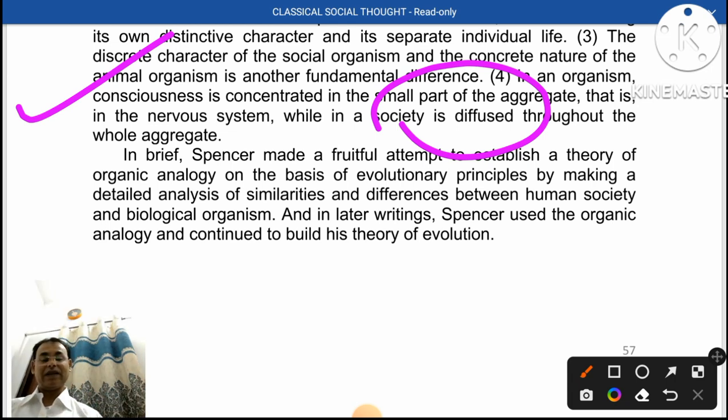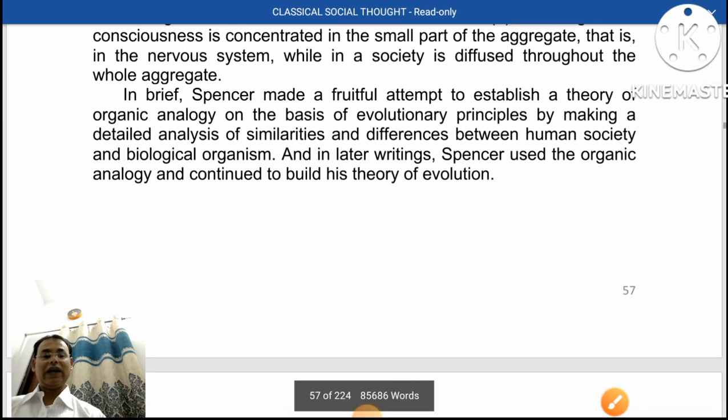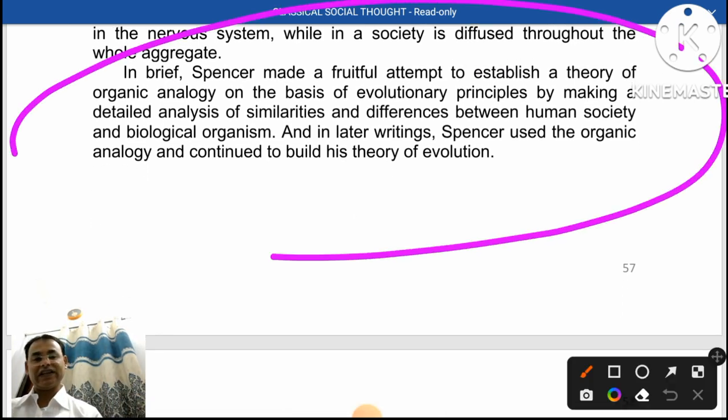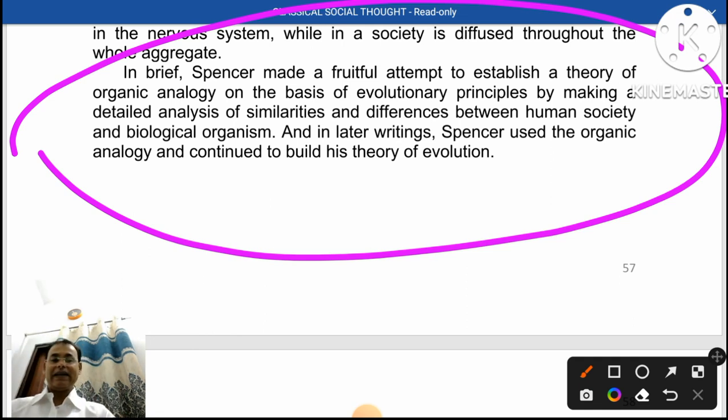In brief, Spencer made a fruitful attempt to establish a theory of organic analogy on the basis of evolutionary principle by making a detailed analysis of similarities and differences between human society and biological organism. And in later writing, Spencer used the organic analogy and continued to build his theory of evolution.